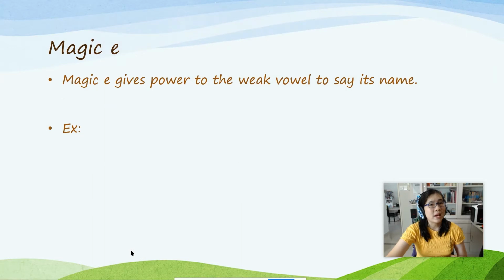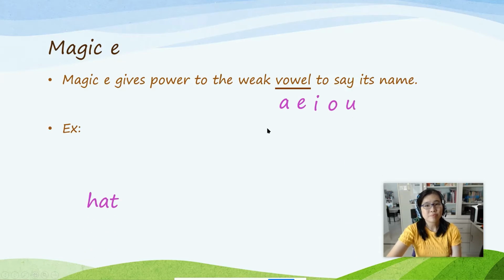All right. Now, today we are learning about magic E. What is magic E? Magic E gives power to the weak vowel to say its name. What is vowel? Vowels are A, E, I, O, U. These are all vowels.